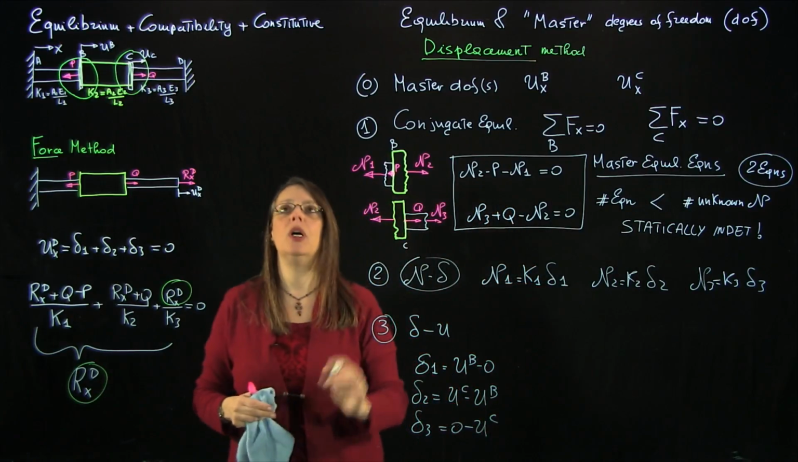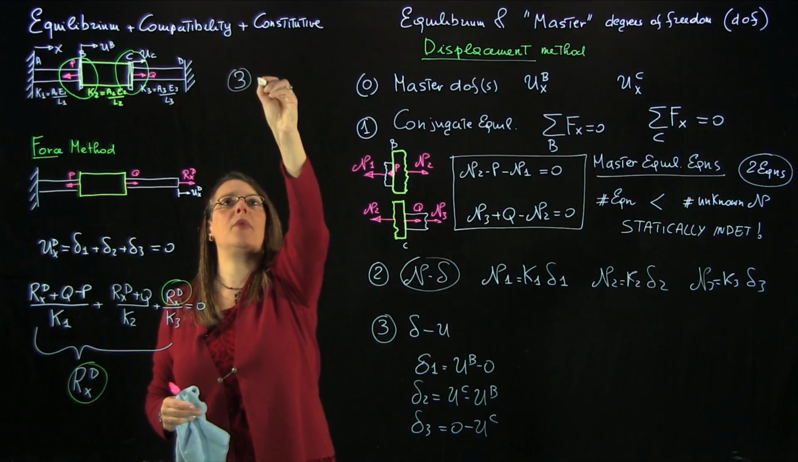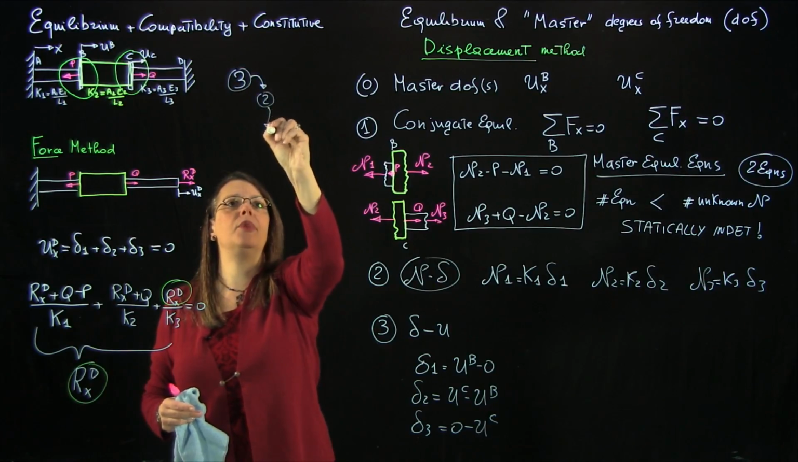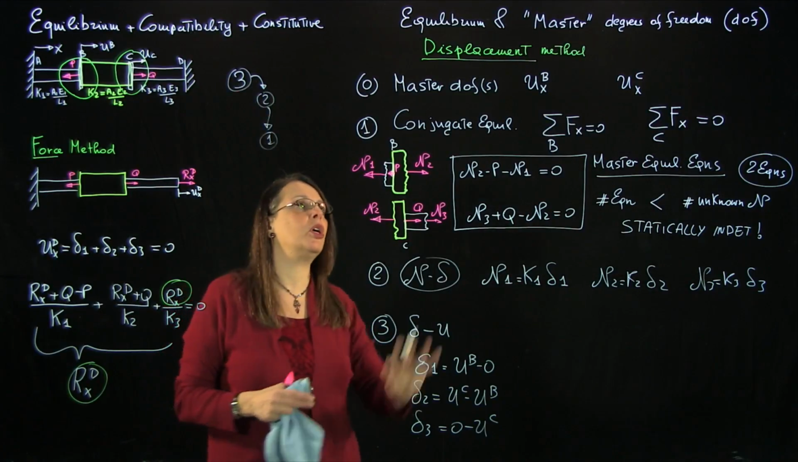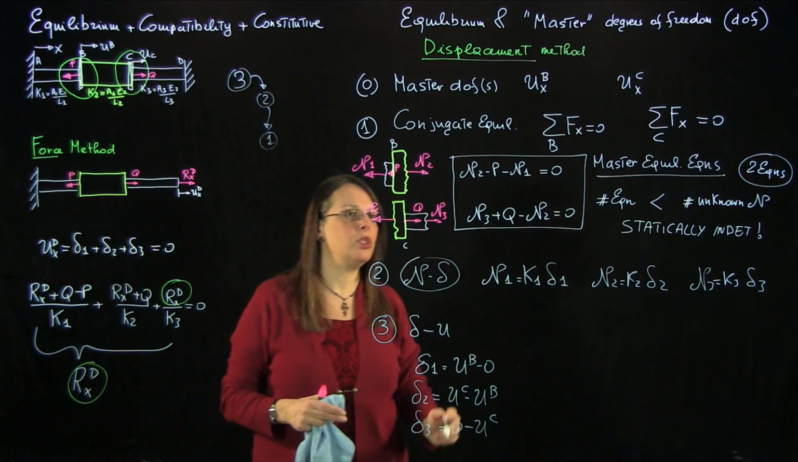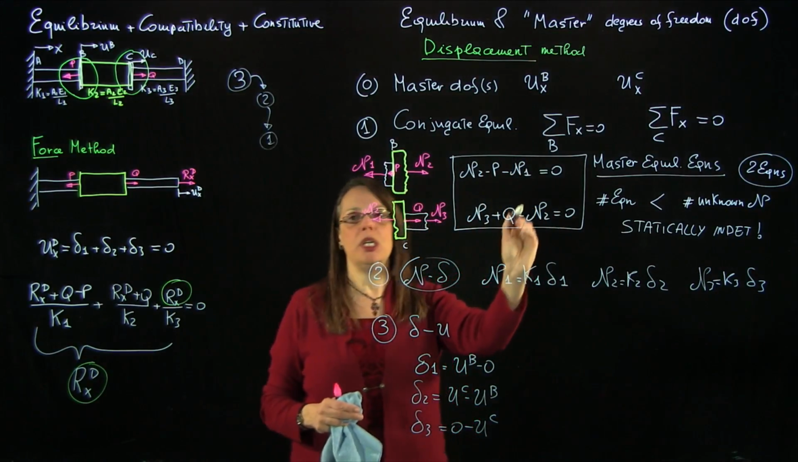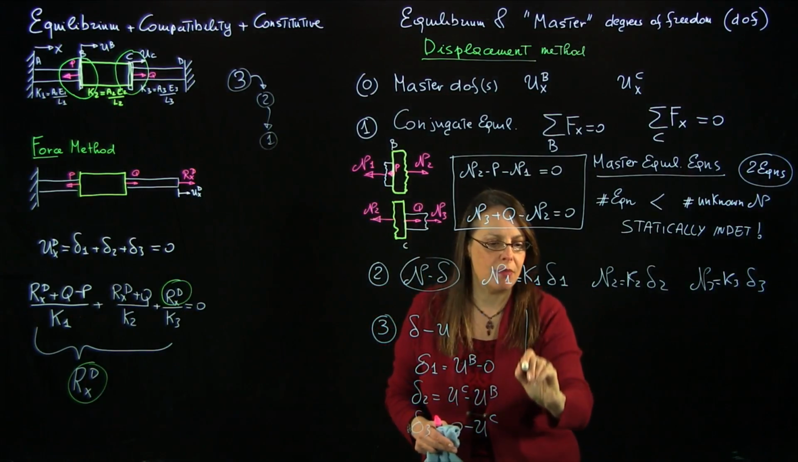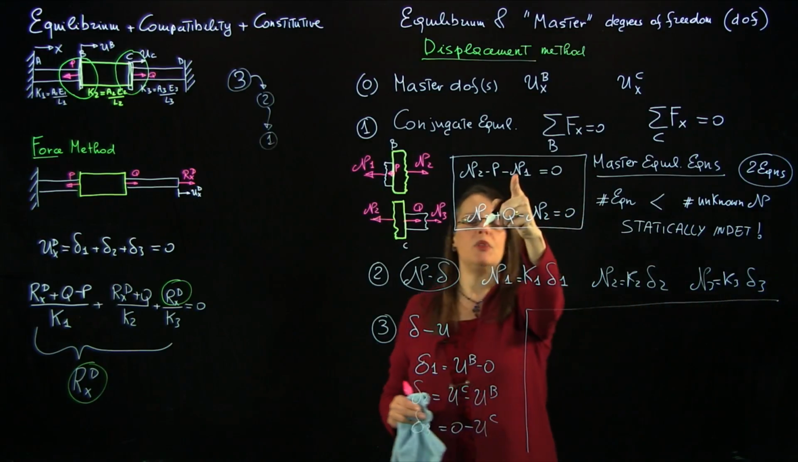So what do I do now? I take the 3 equations, I put them into the 2 equation, and then I put them into my equilibrium equation number 1. So that's the path that we're going to solve to do the displacement method. So I'm going to land here. So I'm going to rewrite this equation here in terms of u's. So that's the same 2 equations that I had up there. I'm going to rewrite them down here in terms of the displacement.